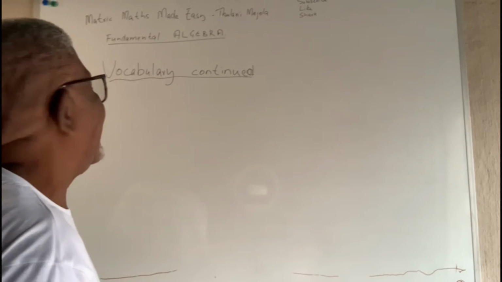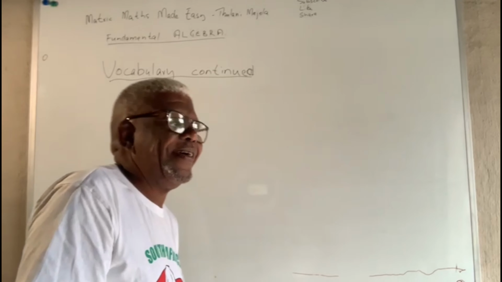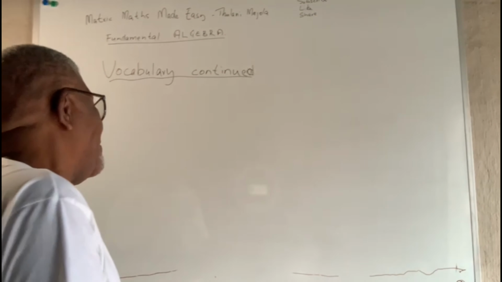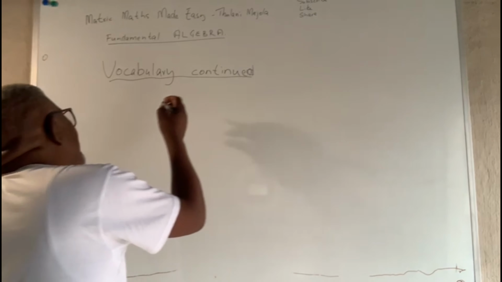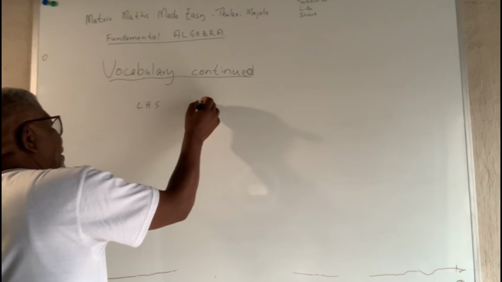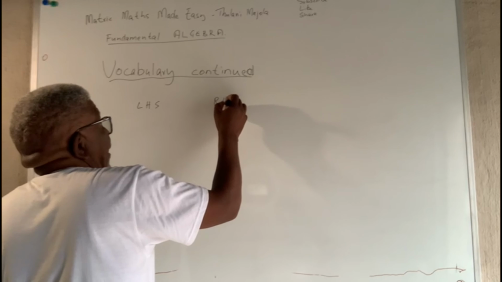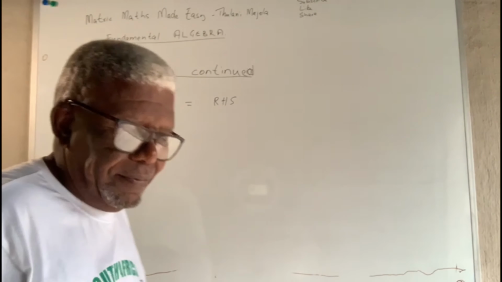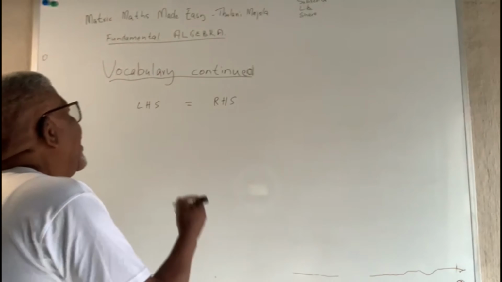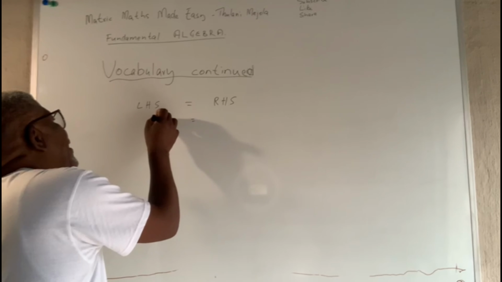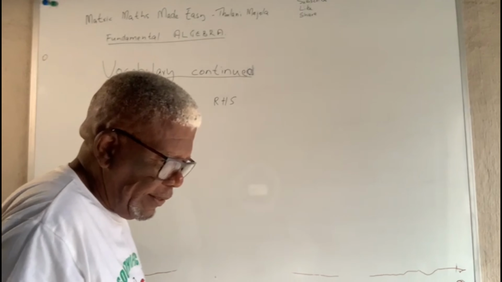Fundamental algebra, vocabulary of words continued. So now in maths, you normally have what we call left-hand side and right-hand side, and I like it. That's how I try and make maths much fun, much easy. And I always try and make the right-hand side 0. But anyway, consider the product A times B.